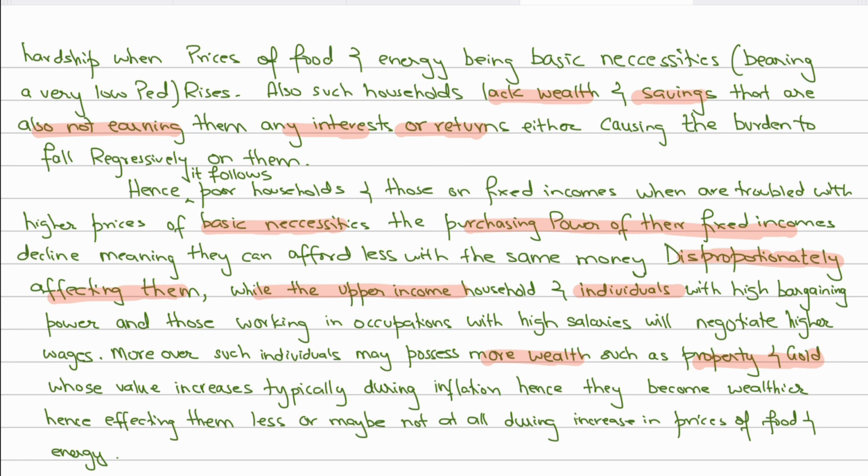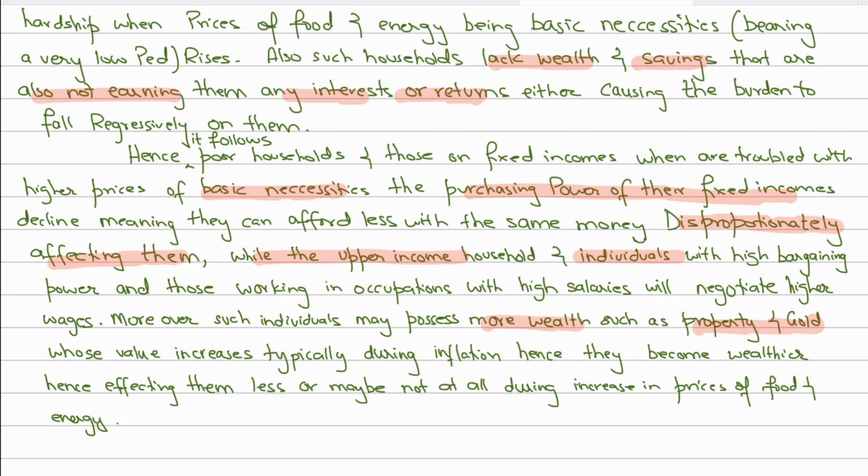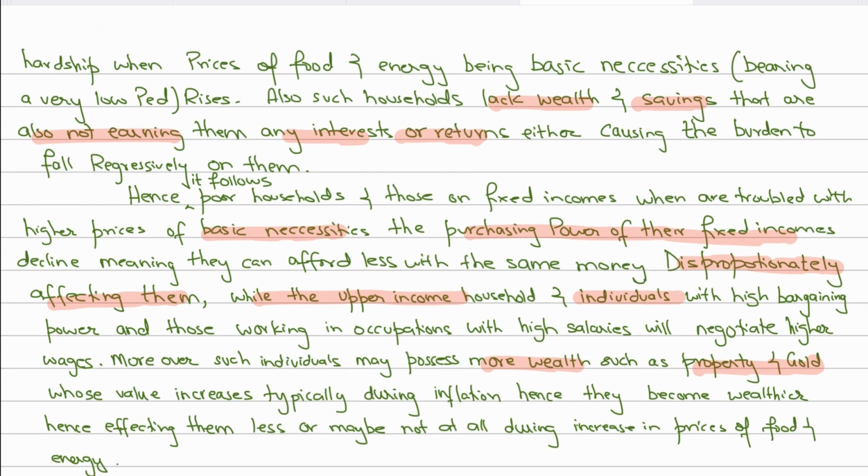But again, you don't need to mention this; what you do need to do is compare and contrast why it's affecting the poor more than the rich. One of the reasons is that the rich have higher bargaining power. Number one, they possess more wealth. Number two, they have savings, which will earn them higher returns. And remember that the value of property and gold appreciates in times of high inflation, which will make them wealthier. So that's all that you need to write. And this was a good question to test the economic concepts for students.